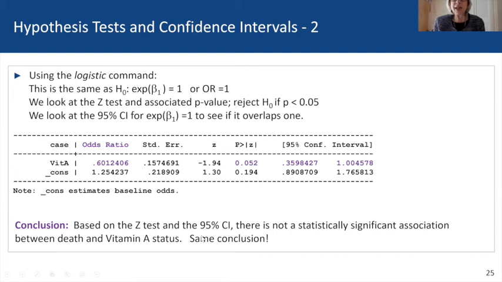So based on the z-test and the 95% confidence interval, we would conclude that there's not a statistically significant association between death and vitamin A status. It's the same conclusion that we got when we used the Logit command that was expressing B1 and B0 as coefficients. In this Logistic command, we have the exponentiated coefficients, which give us the odds ratio of death in vitamin A versus placebo of 0.6, and 1.25 is the odds of death in the placebo group.